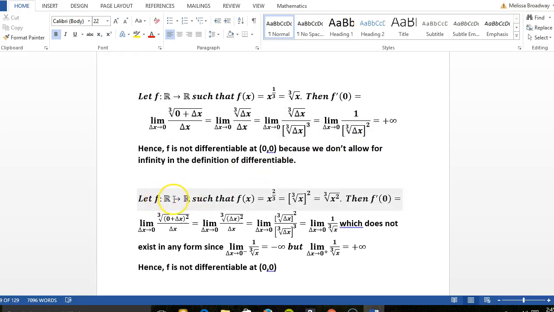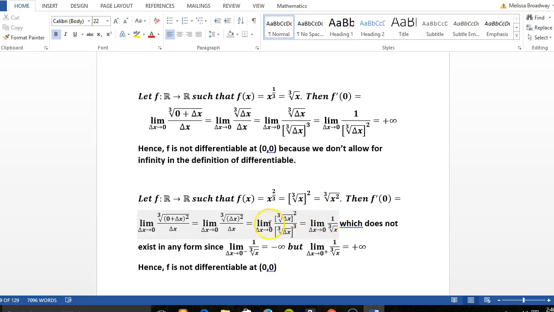Okay, now let f be a function from the reals to the reals, where f of x equals x to the 2/3. Then f prime of 0 doesn't exist even in the direction sense. You do the limit of the cube root of f of 0 plus delta x minus the cube root of 0, which is just 0 and doesn't amount to anything, so I left it off, over delta x. And that's going to be the cube root of delta x squared, which is delta x to the 2/3 power. And you'll do 1 minus 2/3, which will leave you a 1/3 down here. That's what's going to happen.